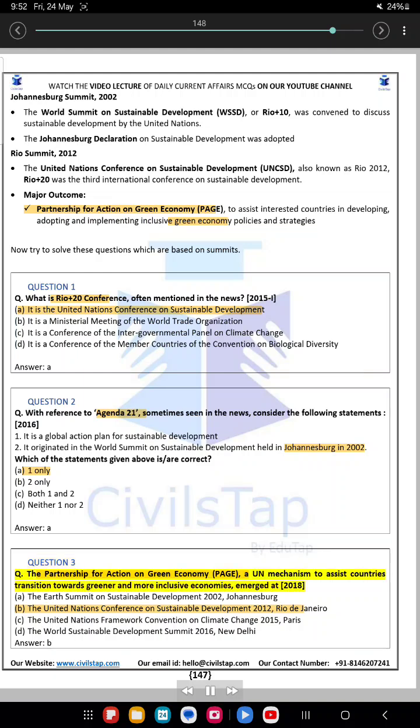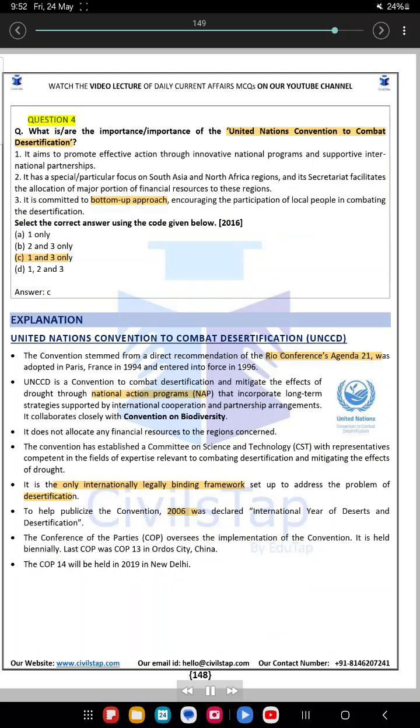Question 3. The Partnership for Action on Green Economy, PAGE, a UN mechanism to assist countries transition towards greener and more inclusive economies, emerged in 2018. A. The Earth Summit on Sustainable Development 2002, Johannesburg. B. The United Nations Conference on Sustainable Development 2012, Rio de Janeiro. C. The United Nations Framework Convention on Climate Change 2015, Paris. D. The World Sustainable Development Summit 2016, New Delhi. Answer B.